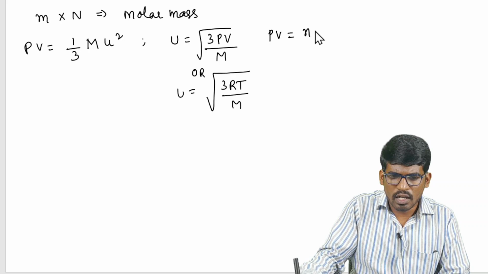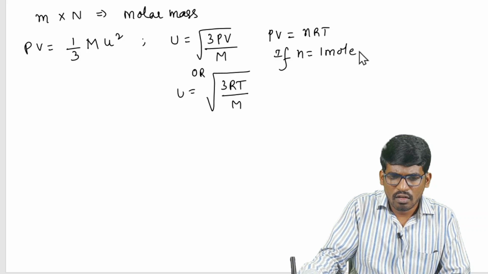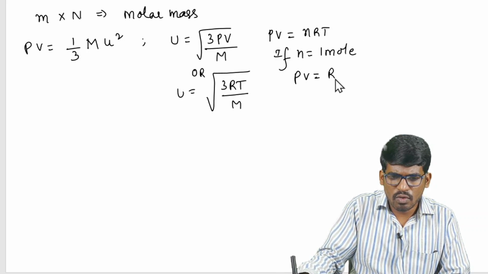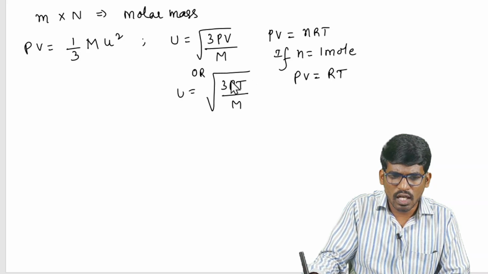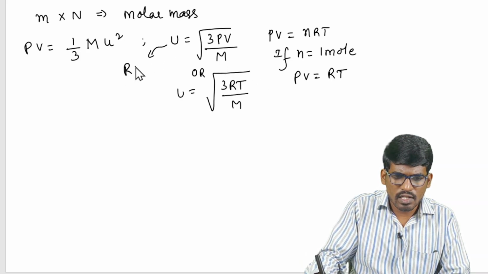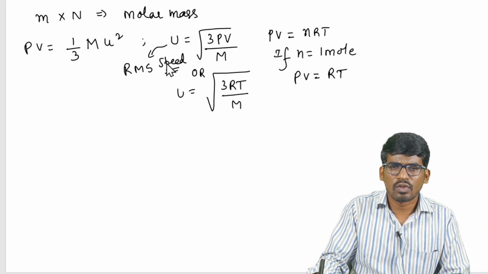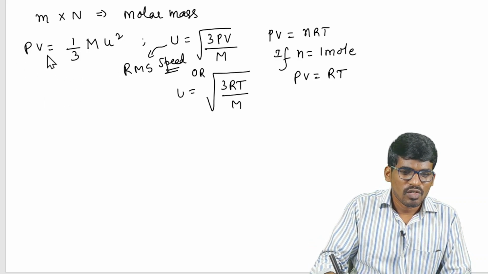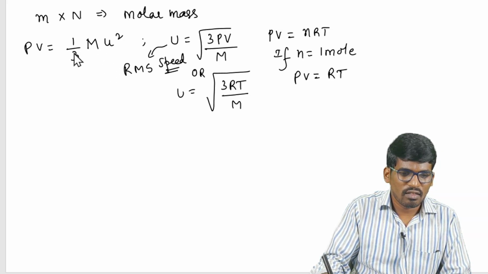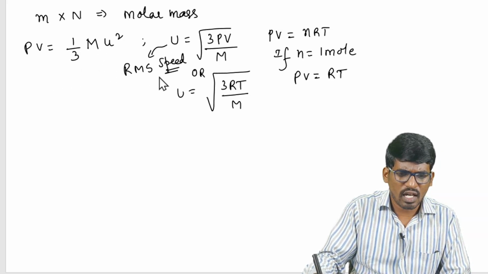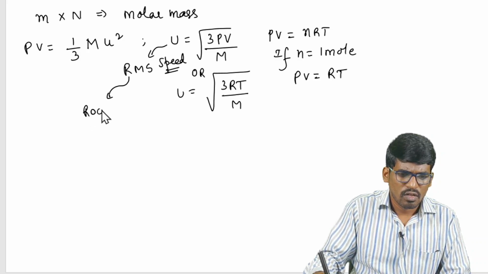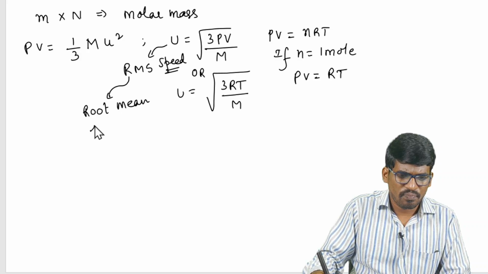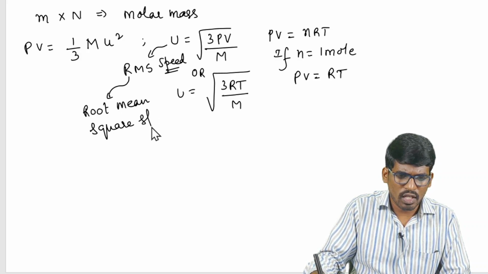PV = nRT. Suppose n is 1 mole, 1 mole of ideal gas I have taken. If 1 mole of ideal gas is taken, then PV = RT. Instead of PV, I have substituted RT. And this u can be taken as the RMS, root mean square speed. Speed and velocity are both the same according to chemistry. You don't apply physics here. In physics, speed and velocity are different. So PV = 1/3 Mu² can be taken, and this is the RMS speed. RMS means root mean square speed. Of course, we will be discussing molecular speeds.